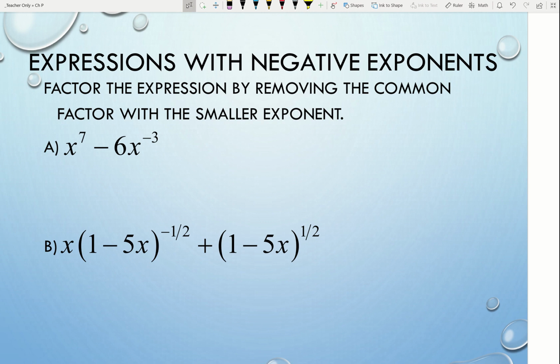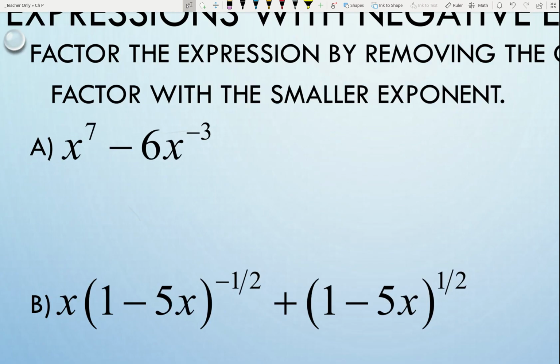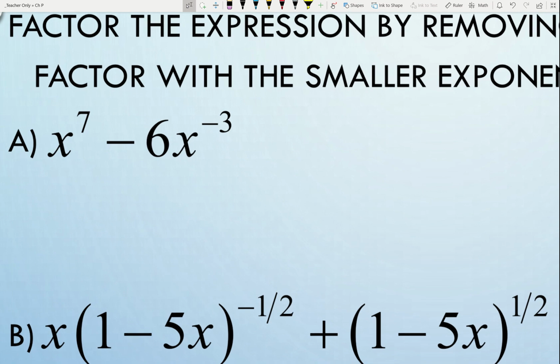Okay, so again, don't forget how negative exponents work. We reviewed this a little bit whenever we went over exponents, but it says here, factor the expression by removing the common factor with the smaller exponent. Okay, so what does that mean? Well, we just need to identify where the smaller exponent is, and then maybe remind ourselves of some of those exponent rules so that we can make sense out of how it would factor out here for us.